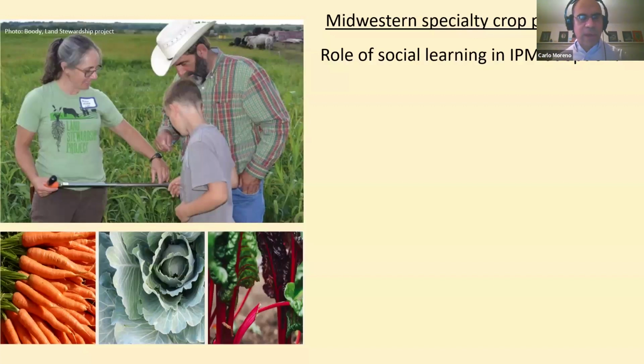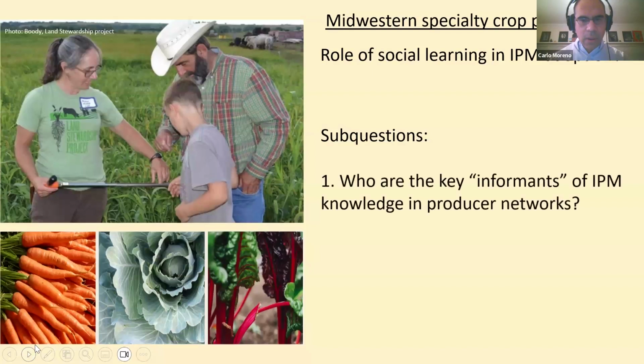Taking this back to what Elizabeth was saying, what farmers do matters, but what is the role of interpersonal communication in whether or not these farmers or producers are more likely to adopt IPM practices? We had two sub-questions that we're looking to answer with this study. The first one is: who are the key informants of IPM knowledge in social networks?